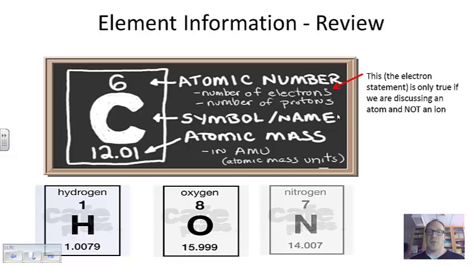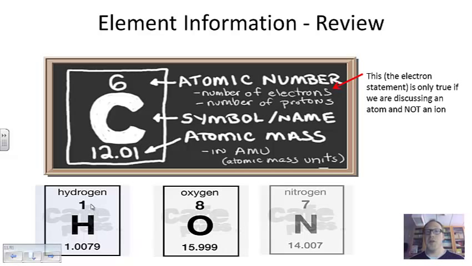So again, let's review this. The atomic number is going to tell you the number of electrons and the number of protons, but that electron statement is only true if we're discussing an atom and not an ion. The letters in the middle here are the symbol and not an abbreviation, and this number down here is the average atomic mass in atomic mass units for these elements. So what I would hope that you would try to do here is draw some diagrams of hydrogen and oxygen and nitrogen atoms, see if you can figure that out.